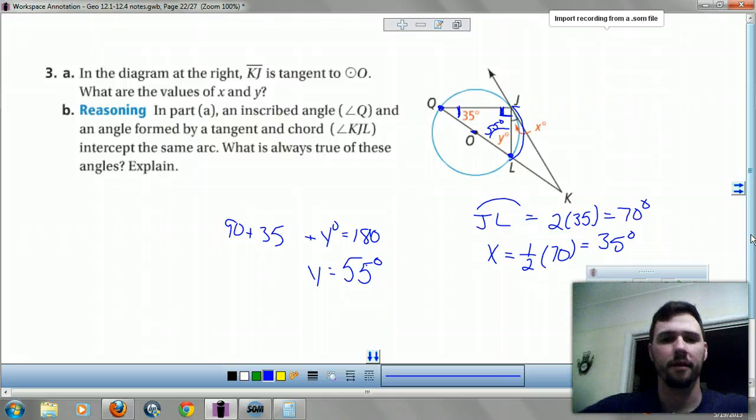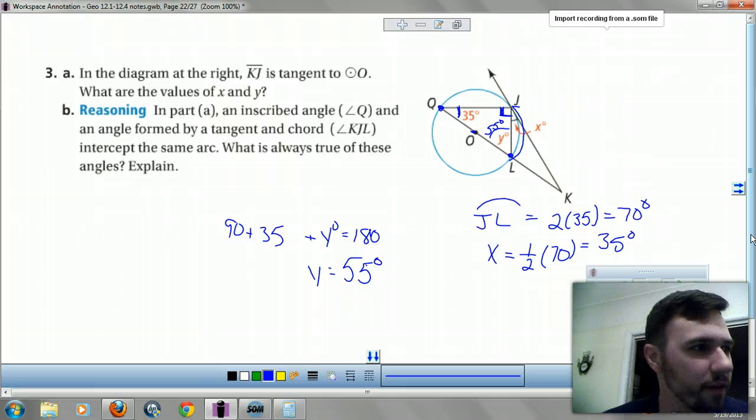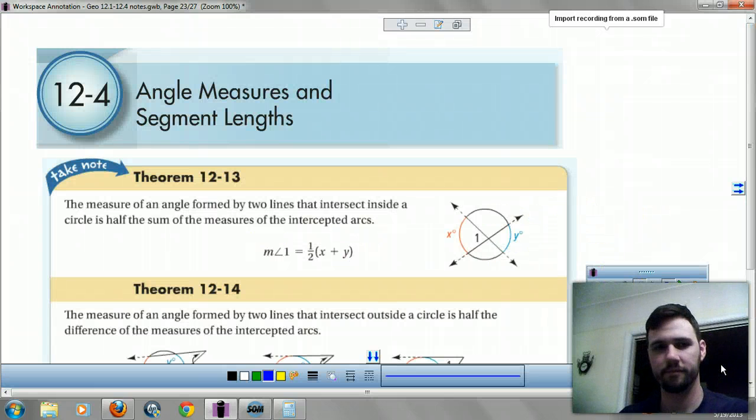Phew. They're always going to be the same, guys. The angles are always going to be the same. That's part B. That's what we just proved. And that's it.